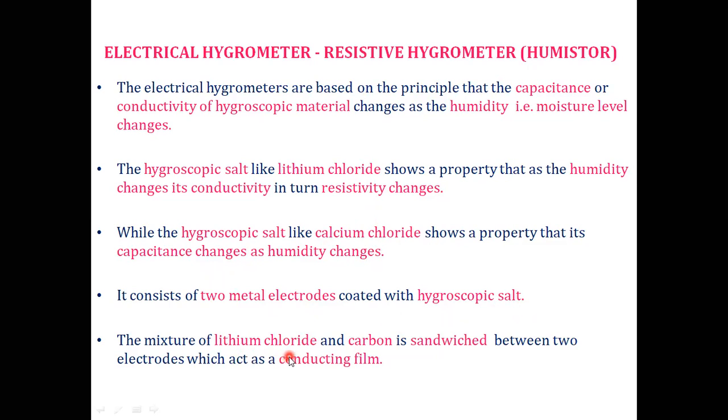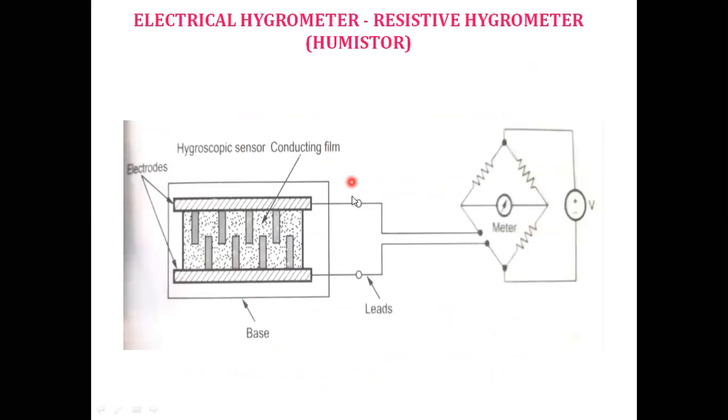The mixture of lithium chloride and carbon is sandwiched between the two electrodes, which acts as a conducting film here. This is the structure of the humistor. Here these two electrodes are given, and this is the hygroscopic sensor conducting film. This is the base material for supporting the structure.